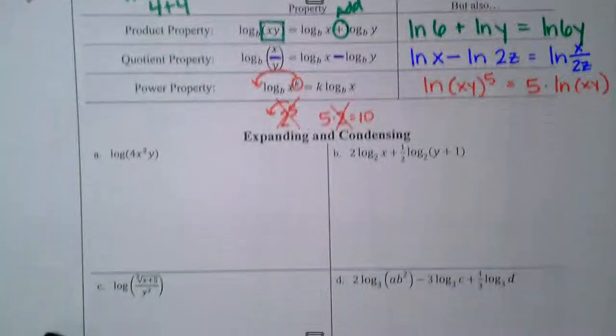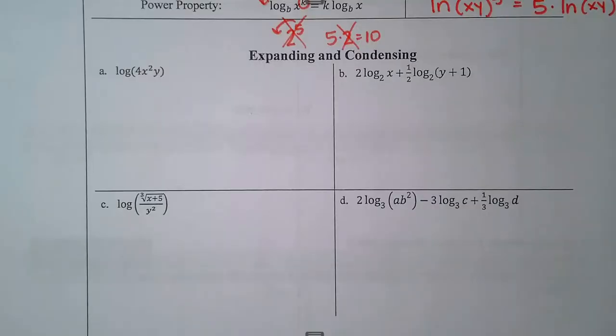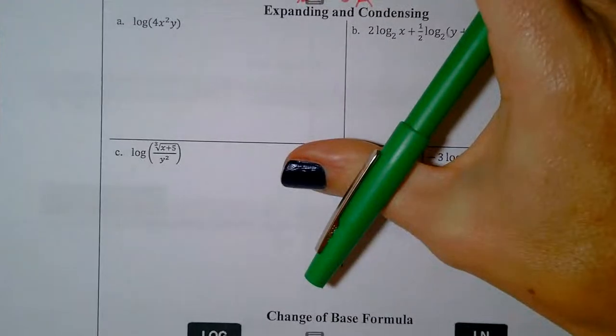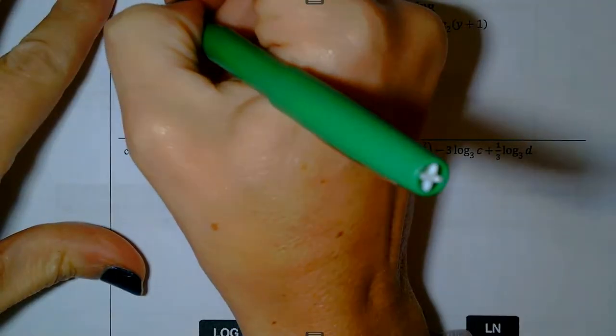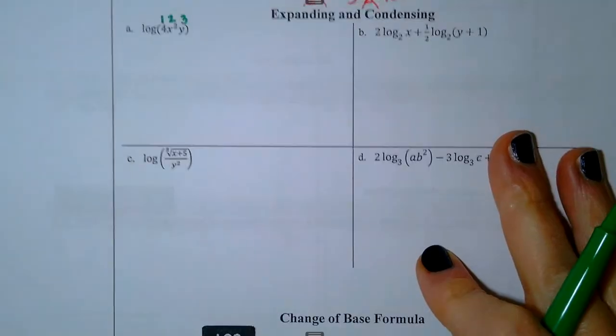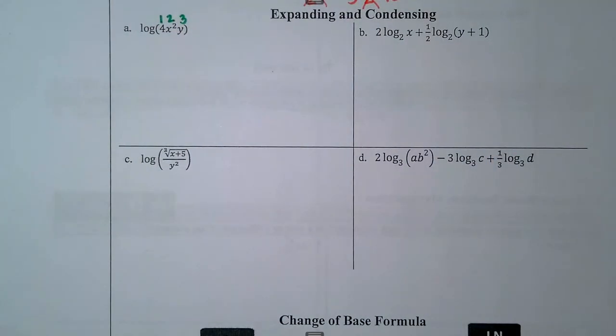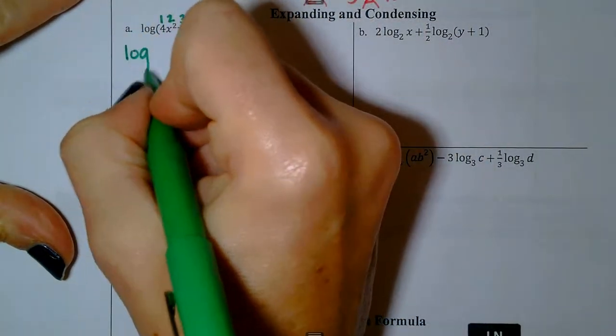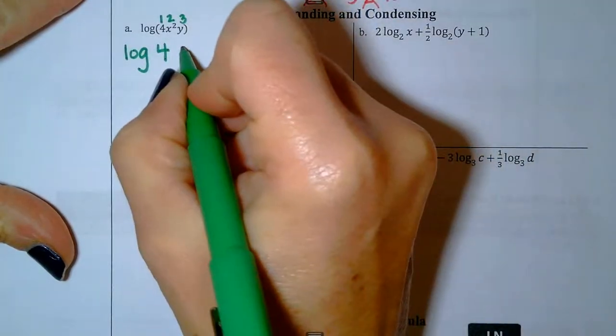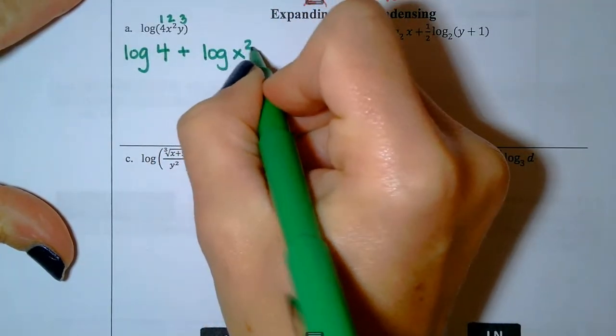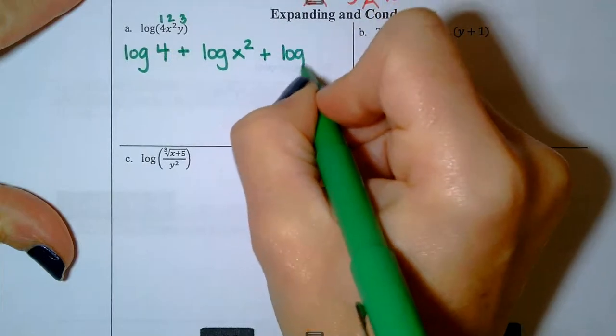Okay, so expanding and condensing are more for when you get into higher level math and you need to add like terms. This is really going to help you. It's also going to help you know what happens to the graph, which I'll show you on the next page. But hopefully with this first one, you see there are 3 things: a 4, an x, and a y. So when you're writing them out, you have to write a log with each of them. So log of 4 plus log of x squared, plus log of y.